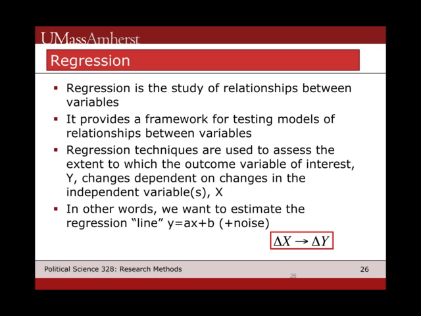And generally what we're doing is we're assessing the extent to which this outcome variable of interest, this y, is changing dependent on this x. In other words, what we're trying to do is estimate this regression line, which is, again, our standard y equals ax plus b. Plus, of course, because this is an estimate, this isn't 2 points makes a line. We've got a lot of points and we're trying to find the best fit line. We've always got some noise that's getting added onto it. So again, we're looking at this relationship between the change in x and the change in y.